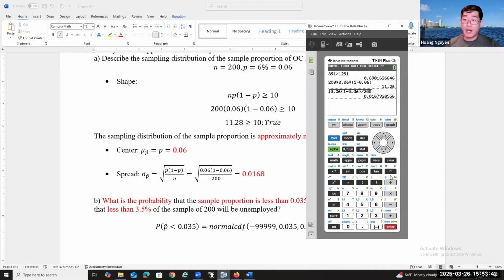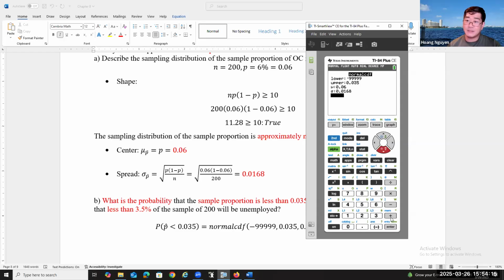Okay, so you've got to remember how we access the normal CDF, right? We go 2nd, VARS, and then down to option number 2, normalcdf. The lower bound is going to be negative infinity. Make sure that you're using the negative key, not the subtraction. The upper bound is 0.035. The mean is 0.06. And the standard deviation is 0.0168.